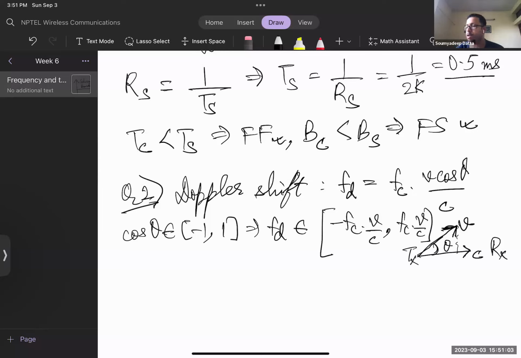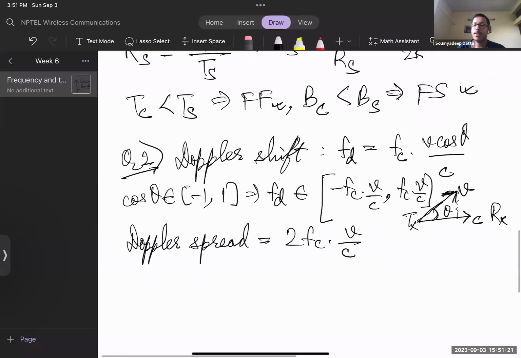Which means we can define this quantity, Doppler spread, to be the range of this. So this will be 2fc times v by c. We are defining it as the range of the shifts that can happen in frequency because of the Doppler effect. So that is 2fc v by c, and this quantity is very important.